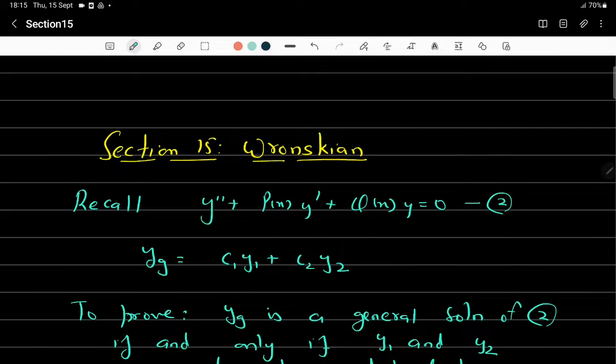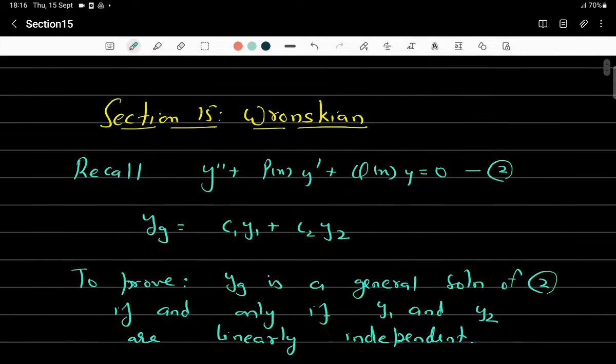Following from the previous section, I call it equation 2, whose general solution is represented as yg equal to c1 y1 plus c2 y2, where y1 and y2 are two solutions of equation 2. In this section we will see under what condition c1 y1 plus c2 y2 would be called the general solution. So we are going to discuss the following result, that yg is a general solution of 2 if and only if y1 and y2 are linearly independent. Linearly independent means one cannot be expressed as a scalar multiple of the other.